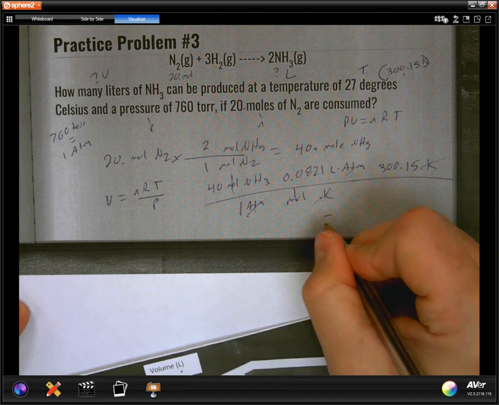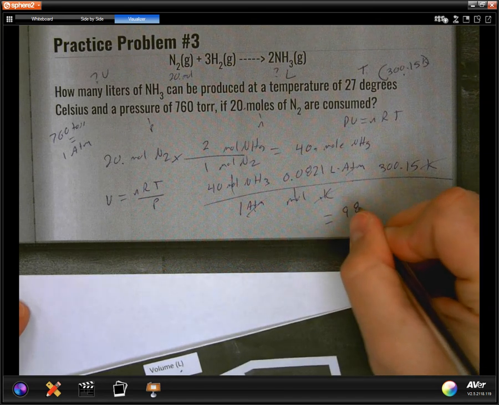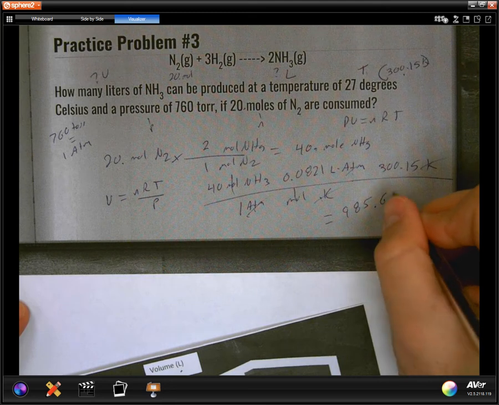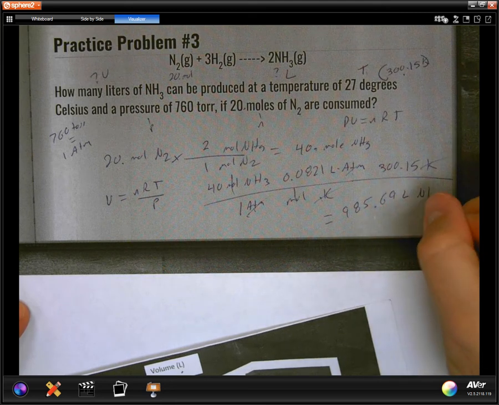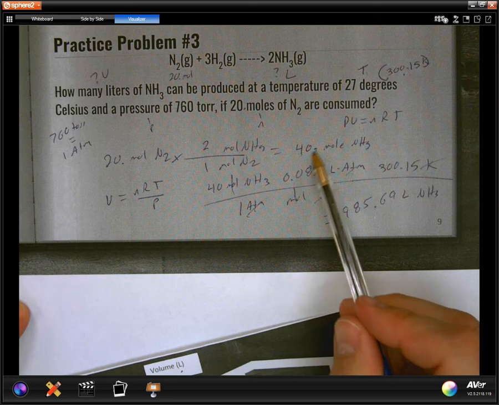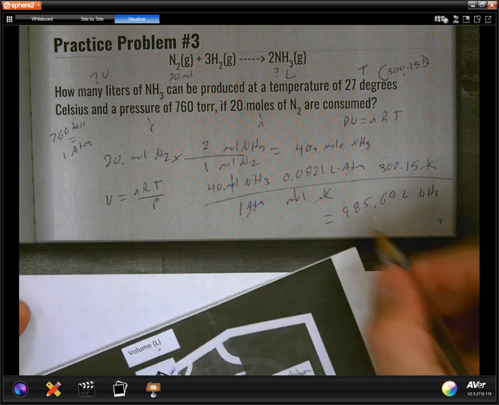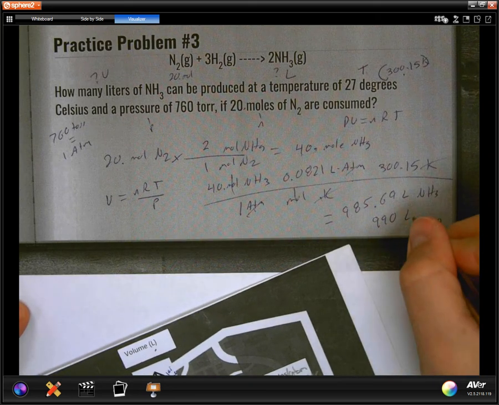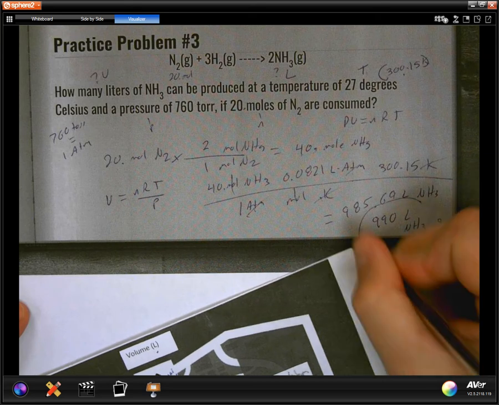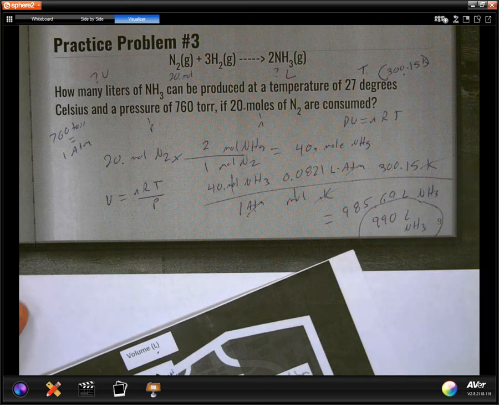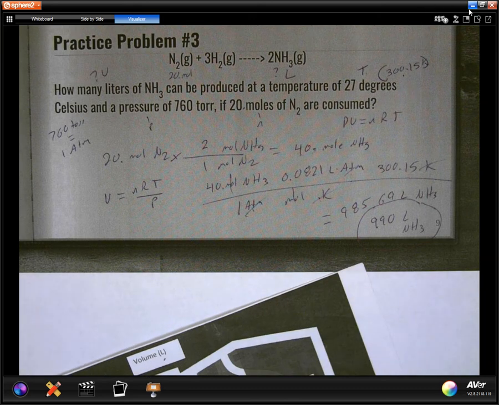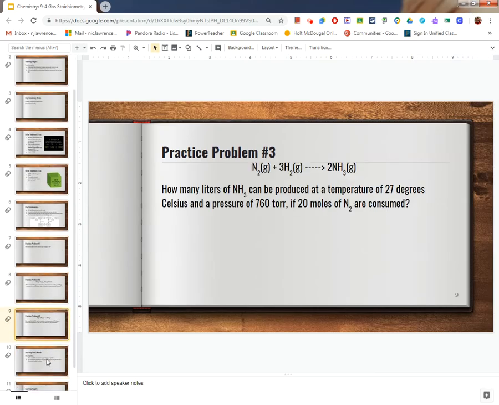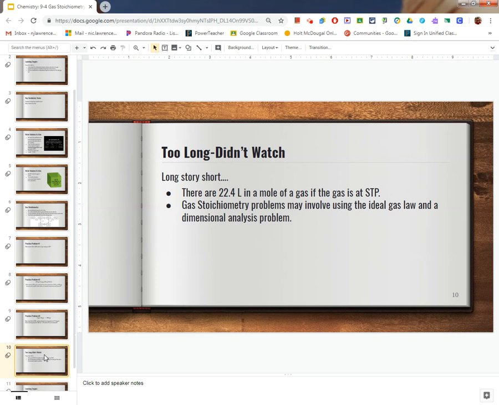Put that in your calculator, and you come out with 985.69 liters of NH3. If I said I had 2 sig figs here, then that would bring this number down to 990 liters of NH3. That would be the answer I am looking for, with unit and chemical. As you can see, nothing too terribly over the top. It is just a few spots where you have to pay attention to your mole map and throw in the ideal gas equation every now and then. With some practice, though, I think you can get this.